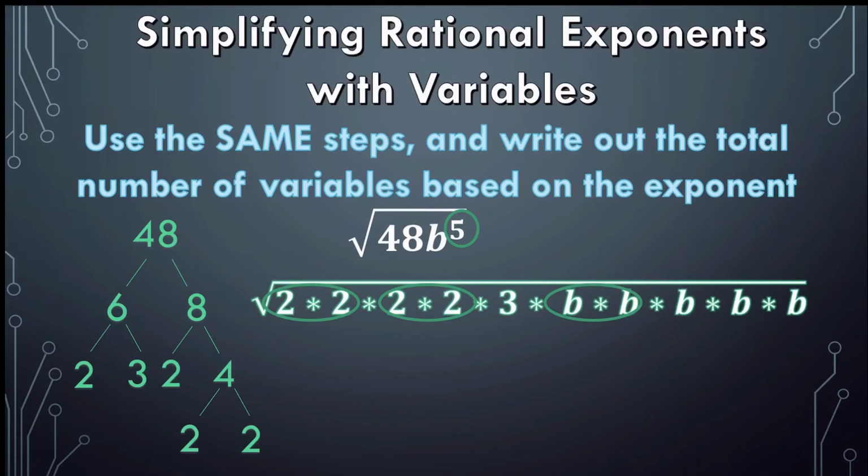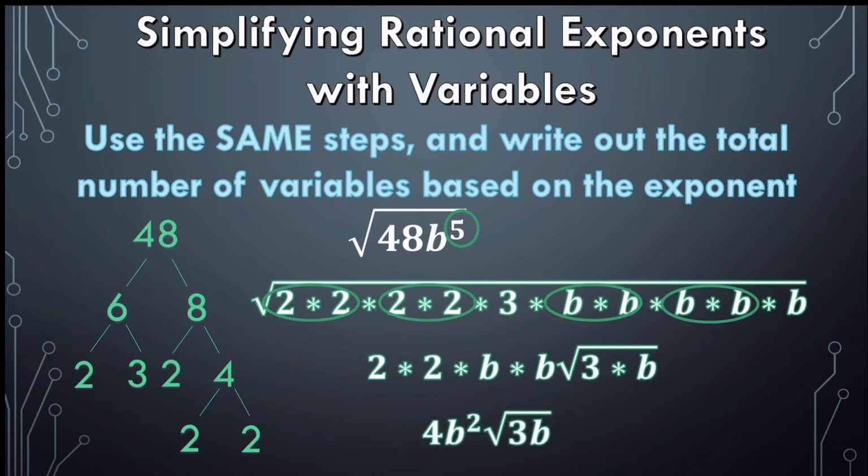Remember, b is a number, we just don't know what it is right now. And then another group. So since they have a partner, I can bring them out. What am I bringing out? I brought out two 2s and two b's. That 3 and the other b stay because I didn't have a partner. And I'm left with 4b squared times the square root of 3b.